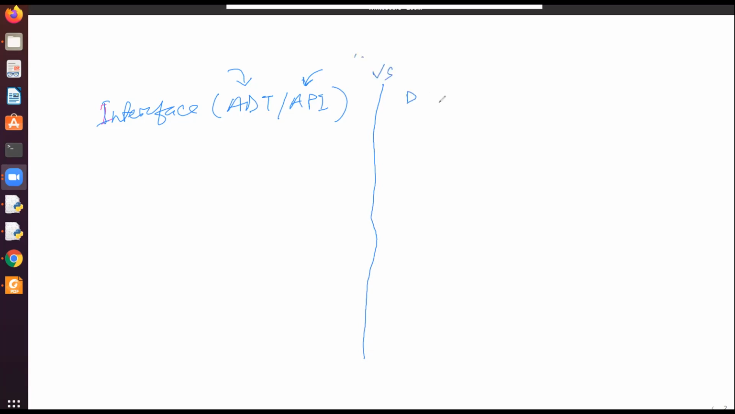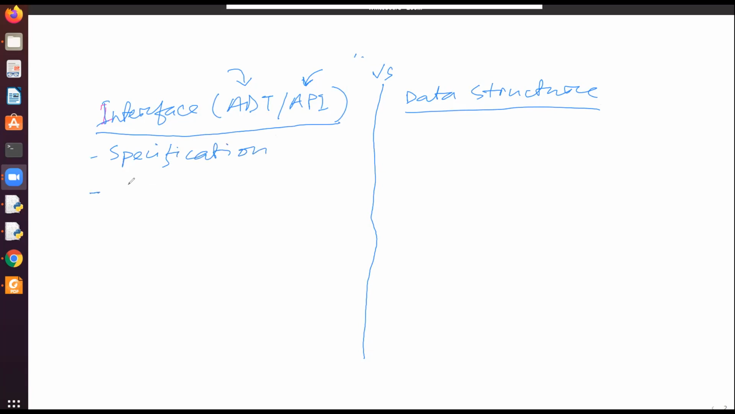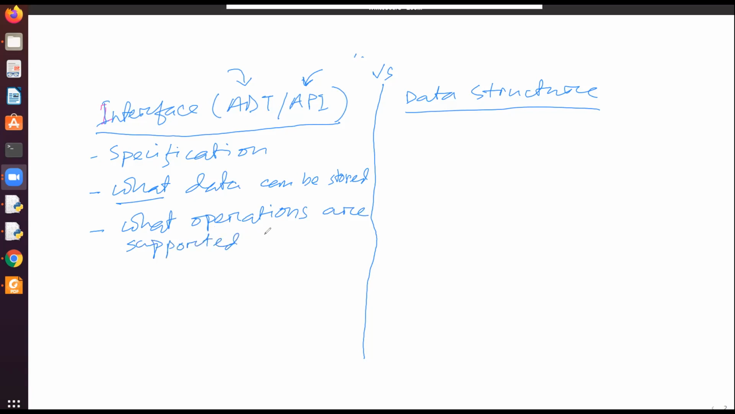And here we have interface versus data structure. Okay, so interface is the specification. Interface gives us specification and it tells us about what data can be stored, and what operations are supported and what they mean.